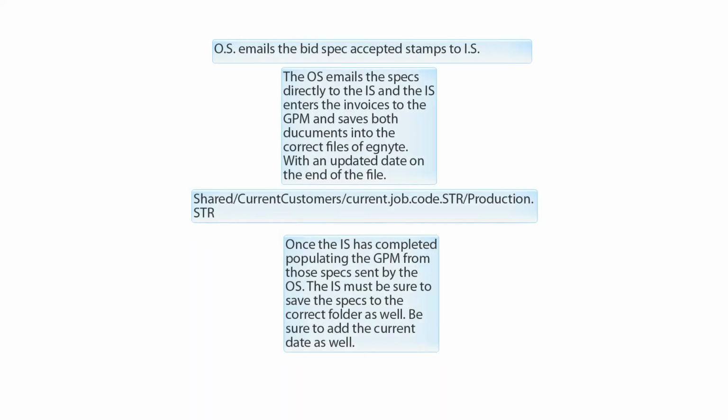Alright, so I've shown you how to find the GPM. I'm going to go ahead and show you guys how to find this OS bid costs. And the OS bid cost is always going to be emailed to you, so you don't really have to worry about it. The outside super is going to email the costs straight over to the IS, and they'll enter the prices in the GPM, and then once that's done, they'll upload them to Ignite straight for the supers.